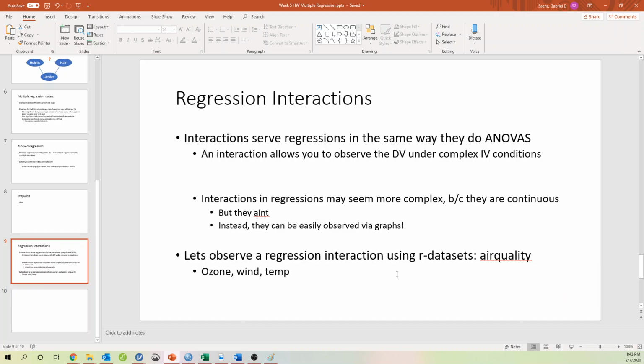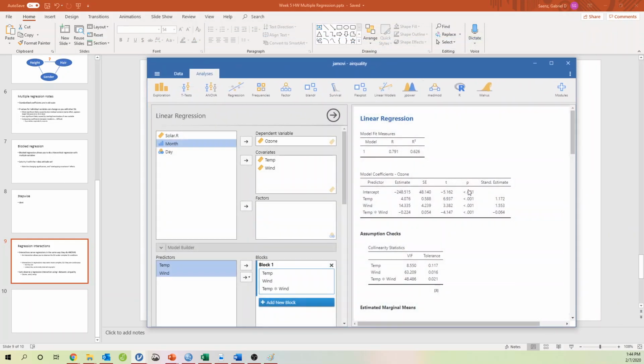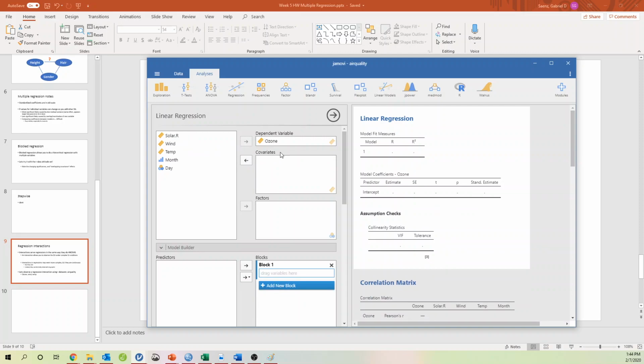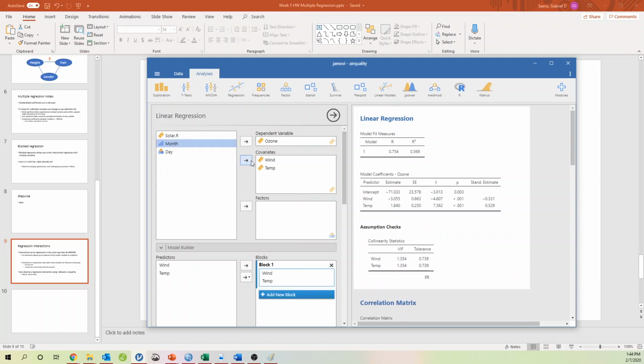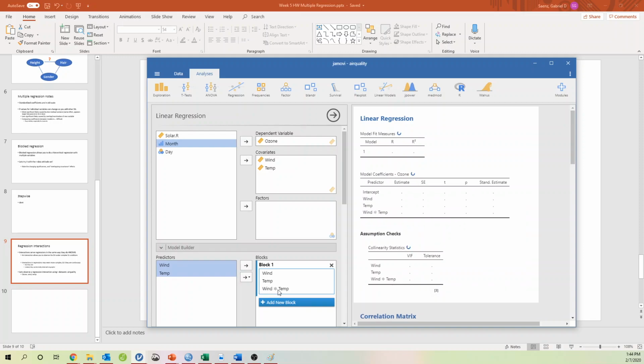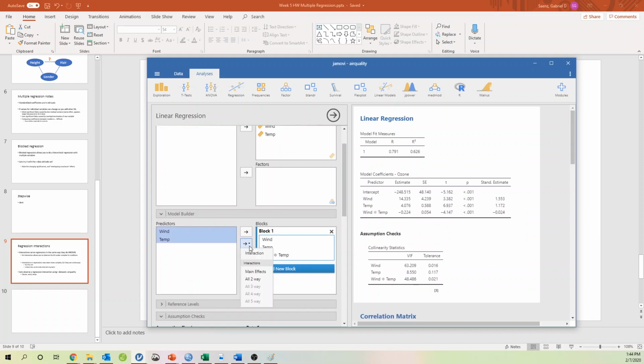We're going to use the air quality data set. I've already done this analysis here. I'm not going to walk you through how to do the interaction. Never mind, I will. We're trying to predict ozone based on wind and temperature. Bear in mind, by default, no interaction is included in this model. So you go to the model builder, click on wind, temperature, and click on this arrow, and it adds in the interaction. You may also click on this drop-down arrow if you want to deal with more complicated interactions or only add in main effects or what have you.